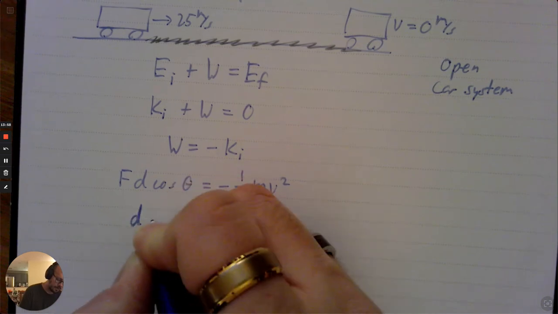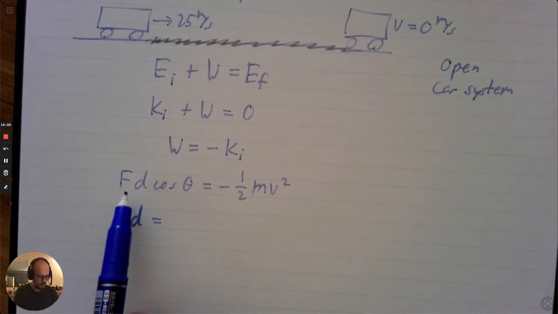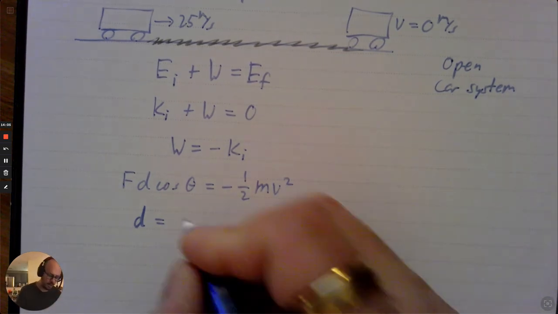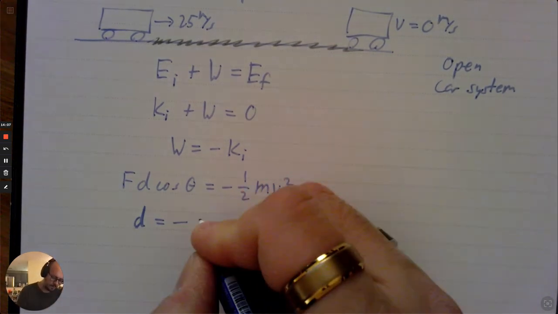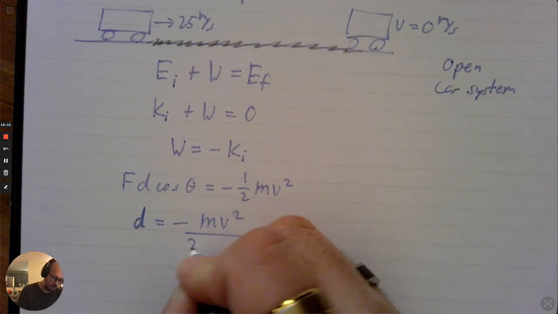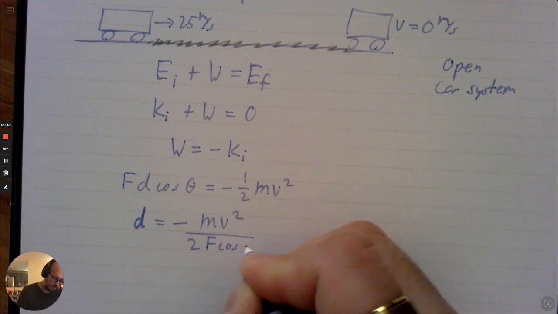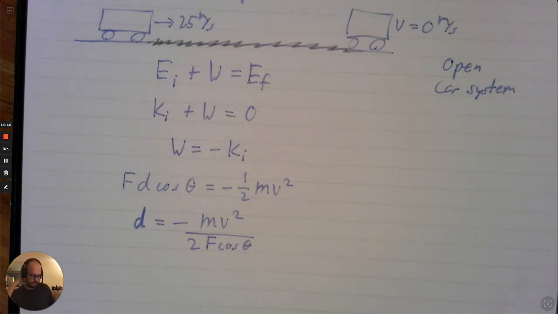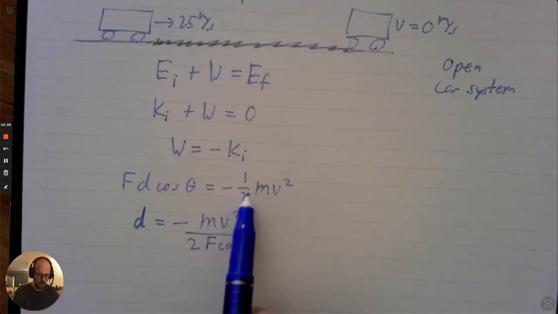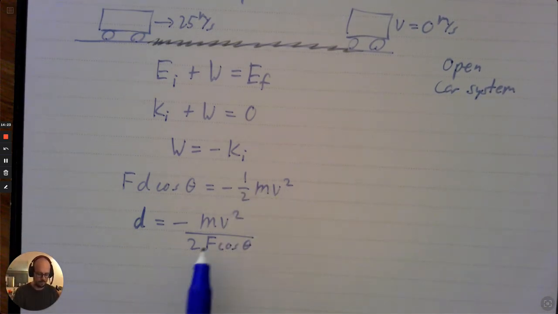So let's do that. I will divide both sides of this equation by F cosine theta. So the distance that the car travels is going to be equal to negative m v squared over 2 F cosine theta. Now that doesn't look very pretty, but it is what it is. So this is 1/2, so it's m v squared over 2, and then divided by F cosine theta, and there we go.